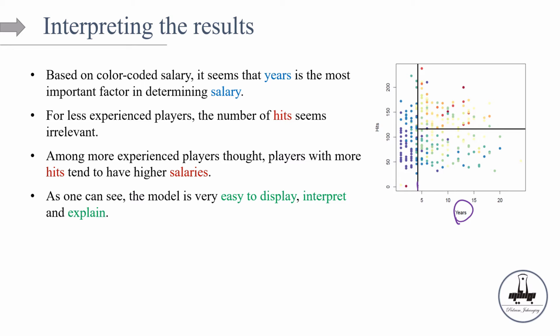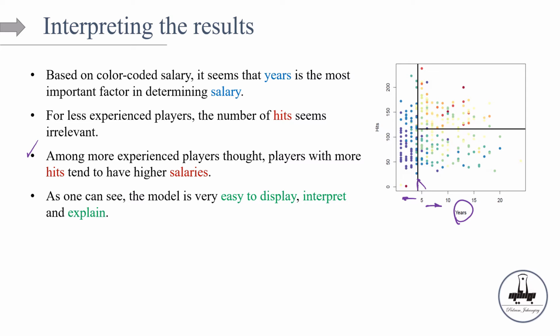For less experienced players, so if you're in the left-hand side, the number of hits seems irrelevant. It really doesn't matter if you're hitting 150 or you're hitting 50. So there, it seems that the baseball salary, look at the colors, are very close to each other. However, among more experienced players, so if you are to the right side of this cut, the players with more hits tend to have higher salaries, right? So look at that. If you're on the right side of this split, this cutoff, it seems that the ones that have higher hits numbers are getting more salaries compared to the ones with lower number of hits, right? And it makes intuitive sense, right?